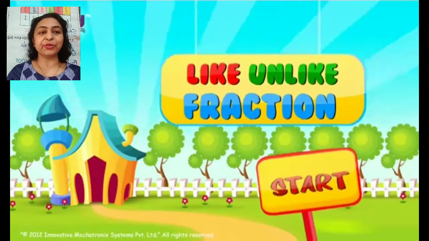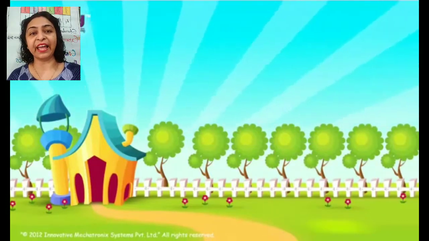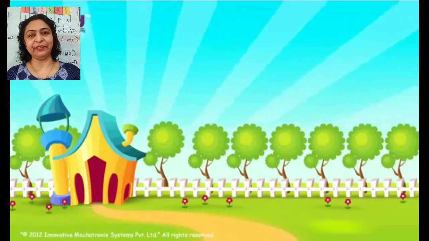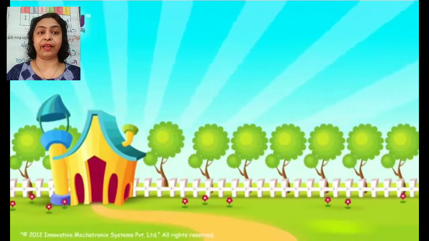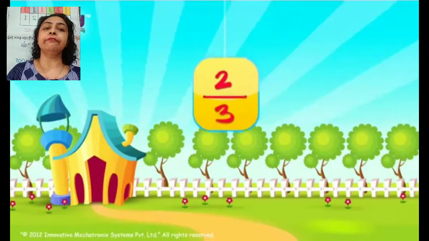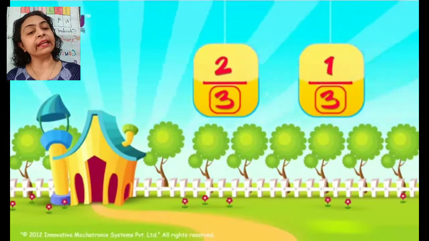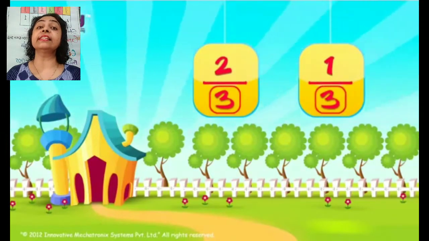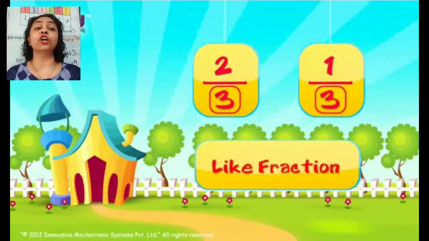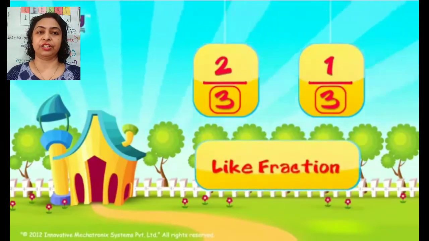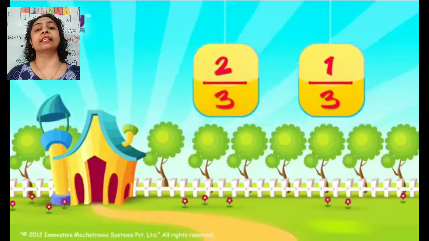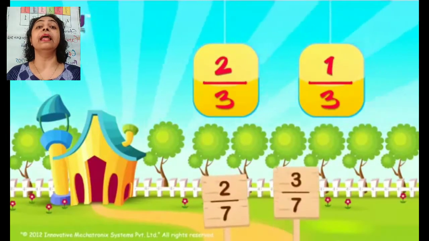Hello children, today we will learn about like fractions and unlike fractions. Here we will get some fractions. Suppose the fractions are 2 by 3 and 1 by 3. Here both the denominators are 3. We can call them like fractions. When the denominators are same, we will call them like fractions.